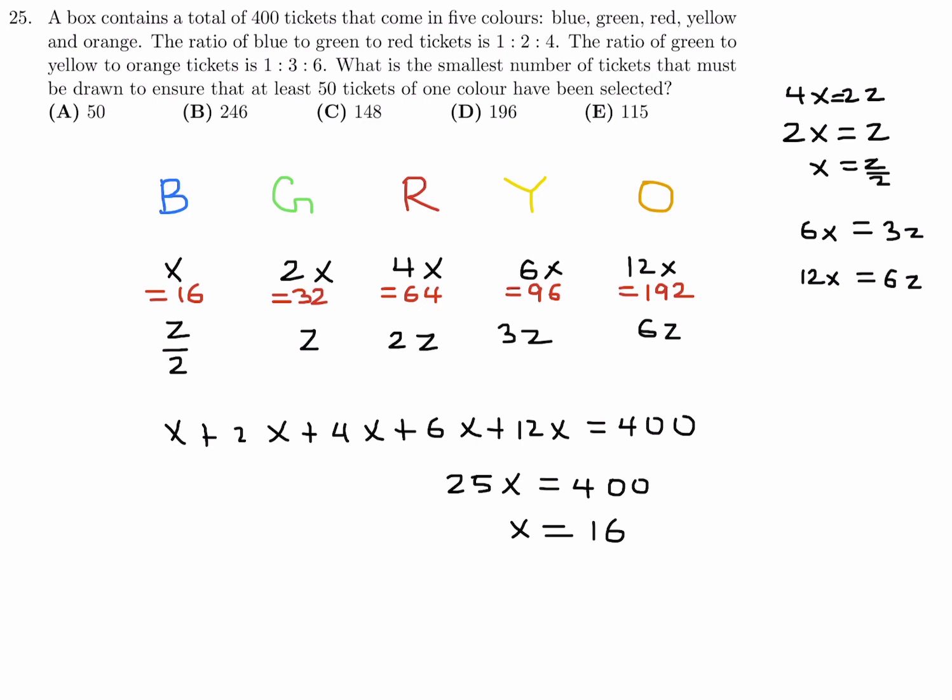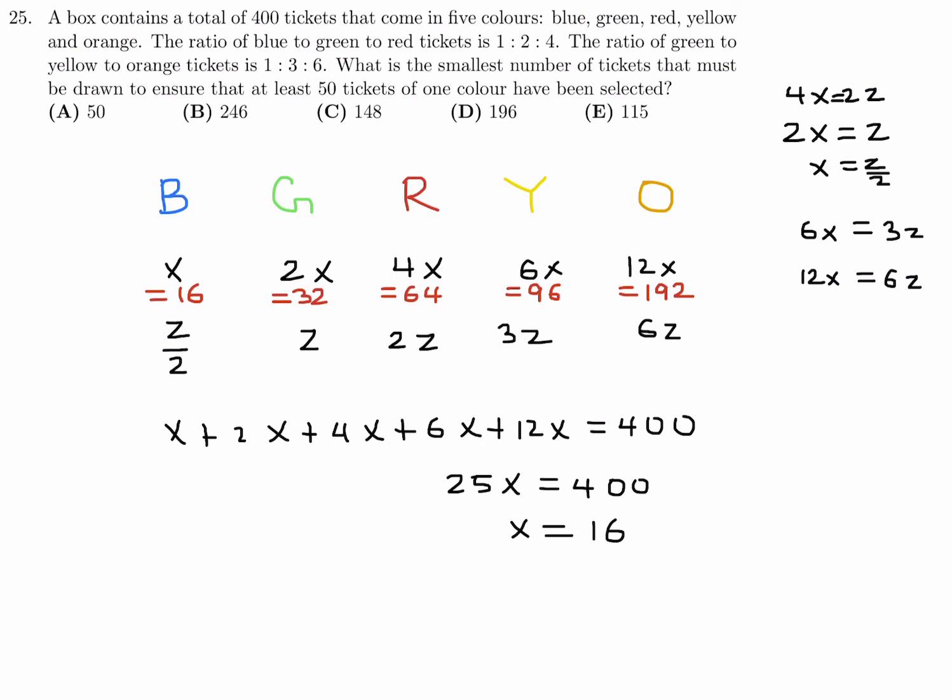We want to use the smallest number of tickets. Now, some of you might say, well, just choose 50 tickets. That's the smallest number, and it's the smallest of the answer choices. But here's the thing. If I choose 50, it doesn't ensure that I get 50 of the same color. Let's say I chose 50, but a few of them were green, and a few of them were red, and a few of them were yellow. That doesn't ensure. I have to guarantee.